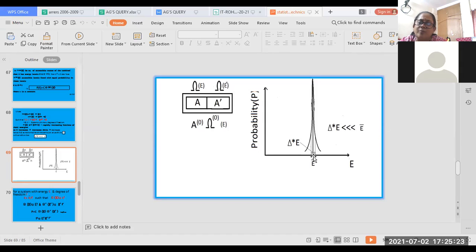So at only one point it is shooting up. If you go to the left side it falls, and if you come towards the right it also falls. So what does it mean? It means that you are representing probability as a delta function.